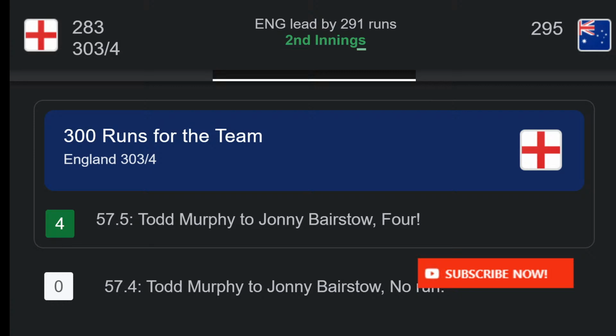It's a boundary by Johnny Bairstow, and England moved to 303 for the loss of 4 wickets. They placed themselves in a beautiful position, a comfortable position. England now 303 for the loss of 4 wickets in the second innings. They lead by 295 runs.